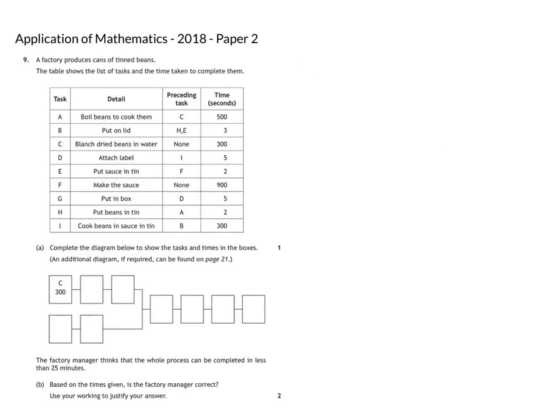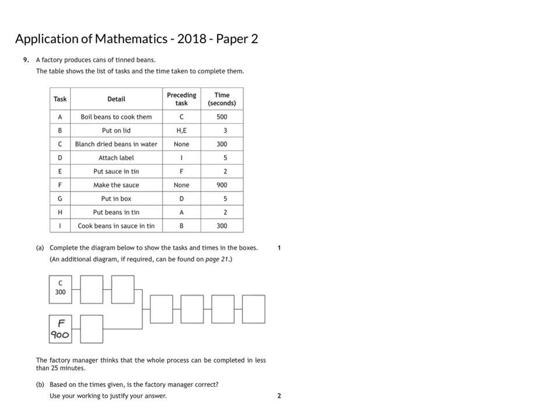Okay, we have a factory that produces cans of tin beans. The table shows the list of tasks and the time taken to complete them. We have to complete the diagram below to show the tasks and times in the boxes. So we've got our first task, which is C, which is here, which is our one that requires nothing to have happened beforehand. Our second one is also going to be one that has nothing required beforehand. So in which case that is going to be F, which is the sauce. So we can write in there F, and we put our 900 minutes.